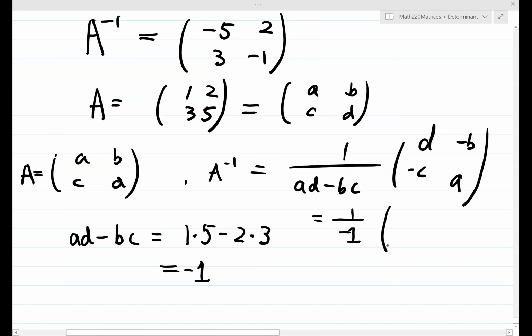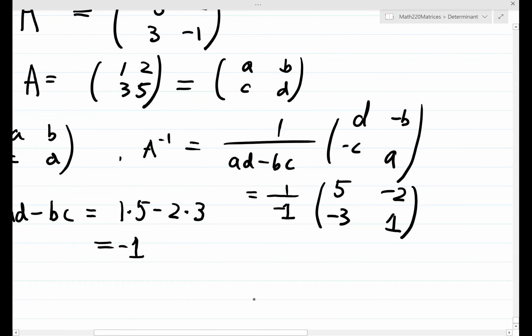Now D is 5. So here 5. B is 2. So -B is -2. C is 3. So it's negative. C is -3. A is 1. Okay, C is 3. So it's -3. A is 1. Okay, if you multiply -1 inside, you finally get A inverse.